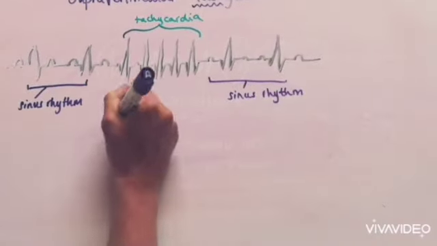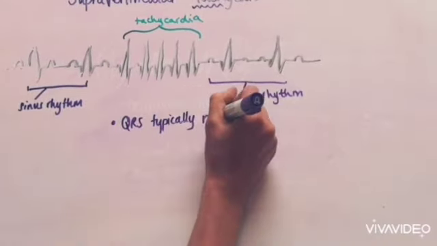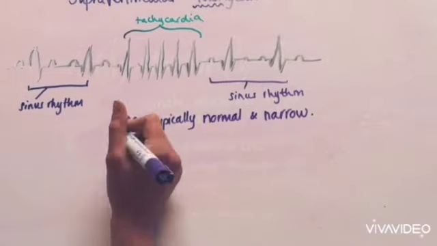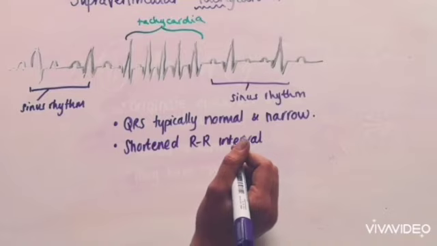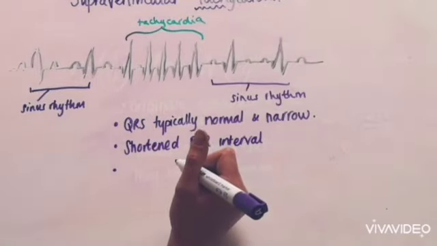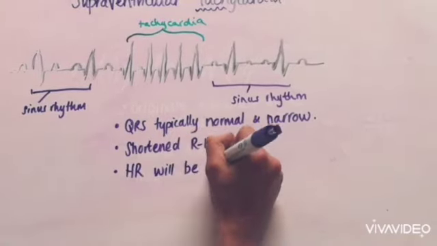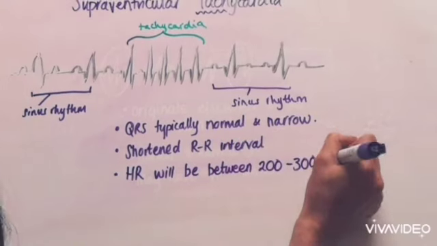As you can see, the RR interval is incredibly shortened in the middle. The QRS is typically still normal and narrow, but there is this shortened RR interval, like I've just mentioned. The heart rate tends to be really high, so we're looking at between 200 and 300 beats per minute.